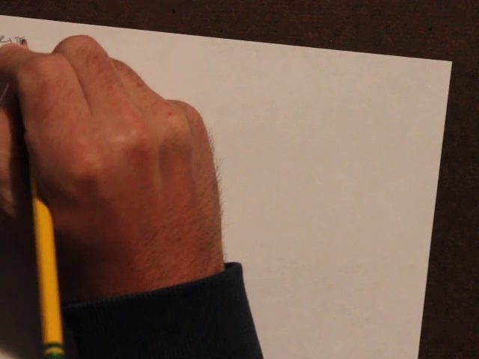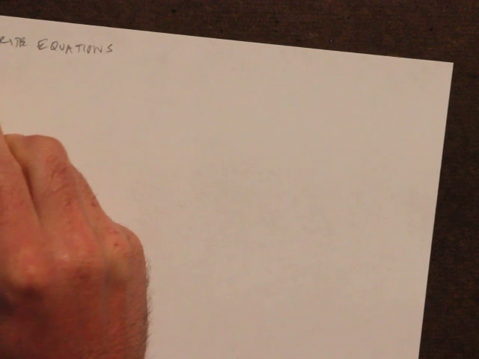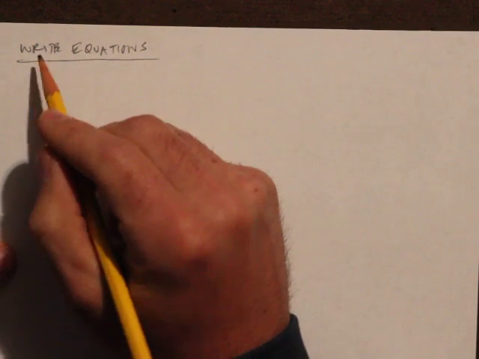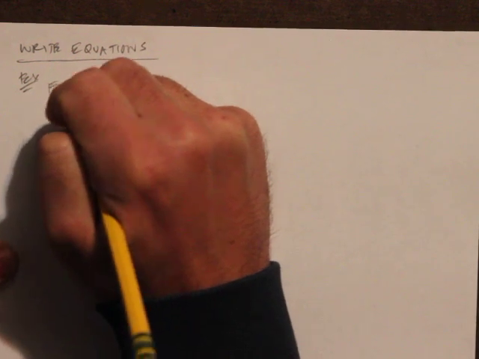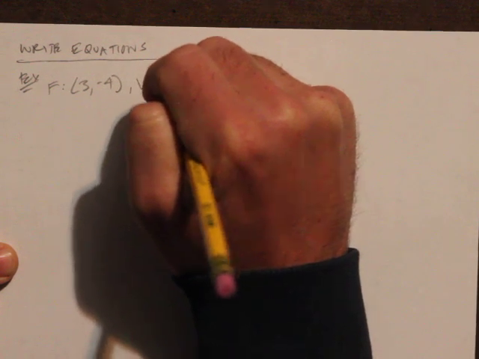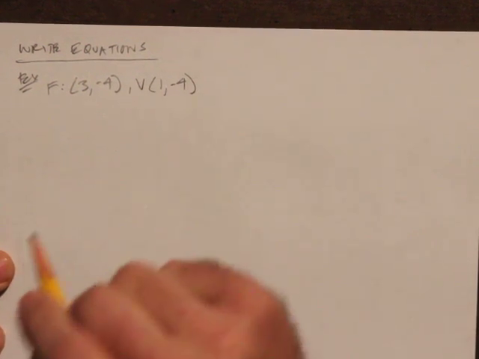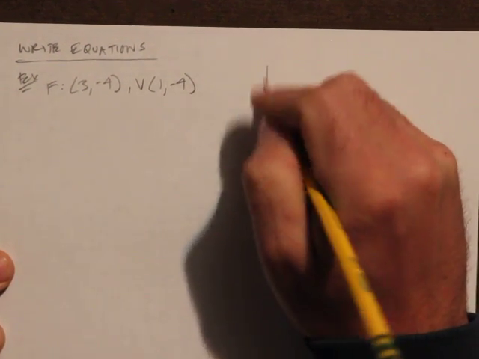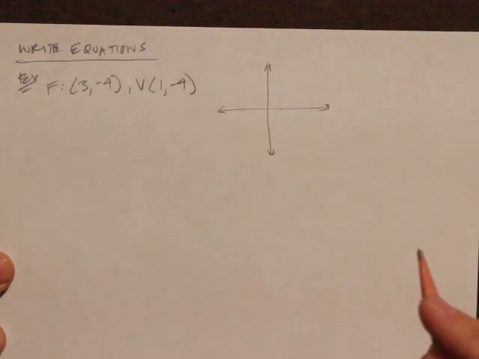And we are going to write equations. So we're going to get certain information, and we're going to be asked to write the equation for the parabola that matches that information. So here's an example. My focus is (3, -4), and my vertex is (1, -4). So I need to write the equation. For me, I like to draw the graph. It helps me write the equation if I draw the graph.